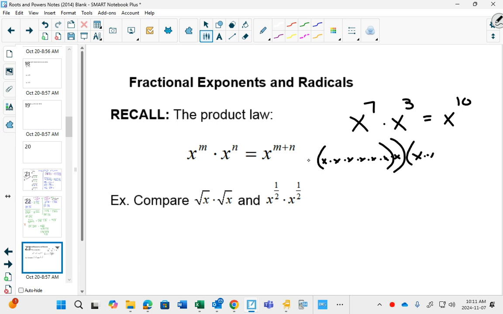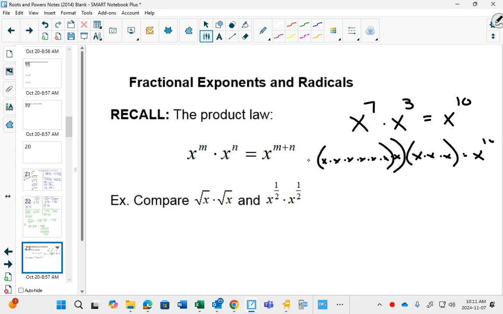And the x to the 3 would look like that. And in the end, you would have 10 x's. It makes sense that you should add your exponents. If you think about what an exponent means, x to the 7 means 7 x's all multiplied by themselves, and x to the 3 also means 3 x's all multiplied by themselves. So we add the exponents.